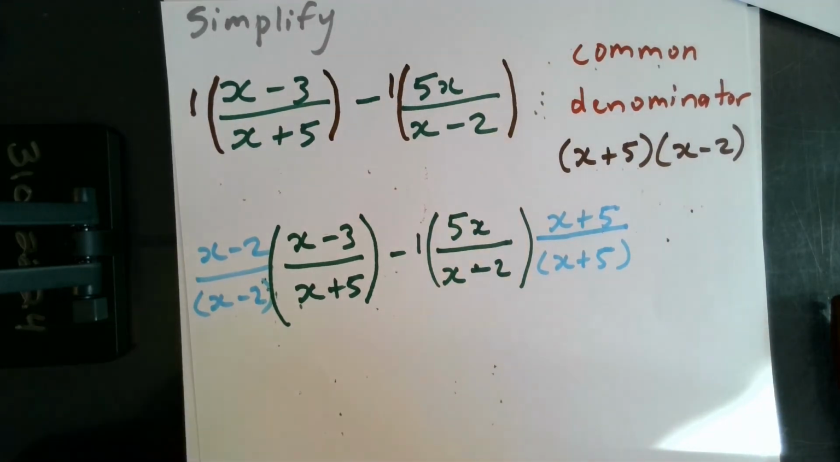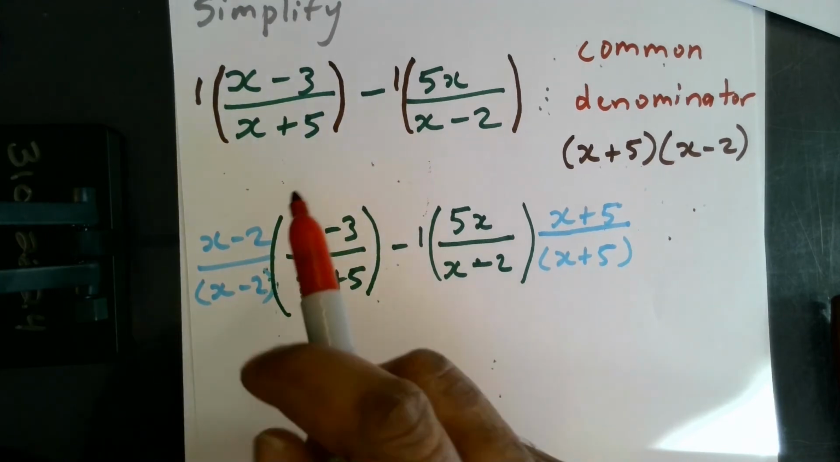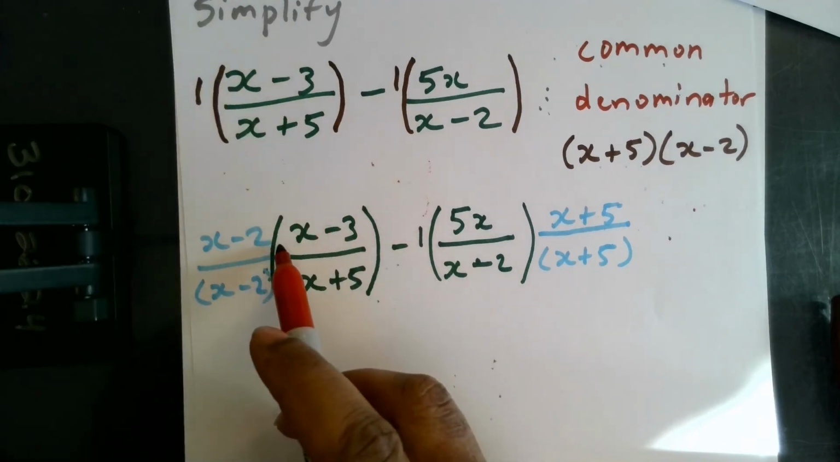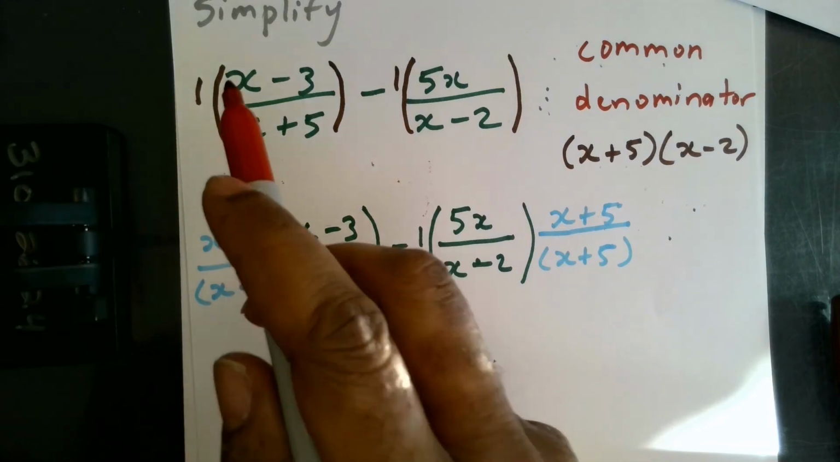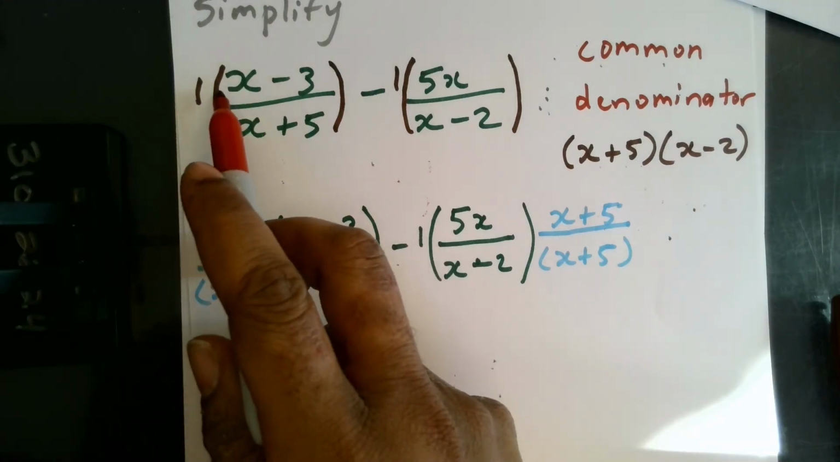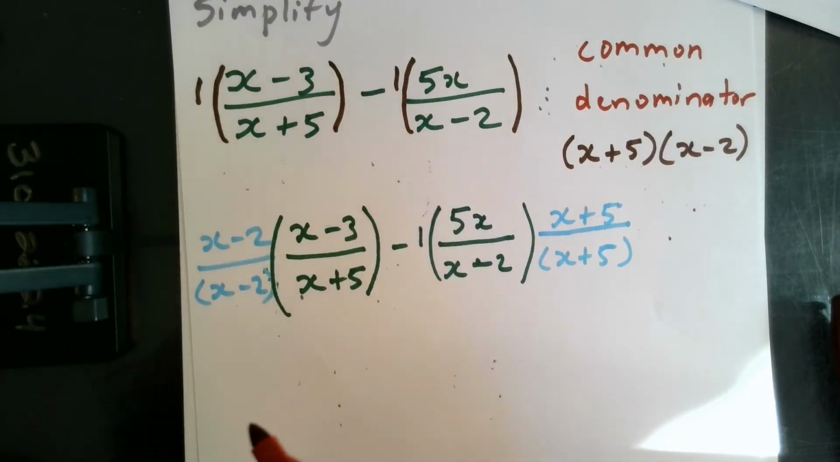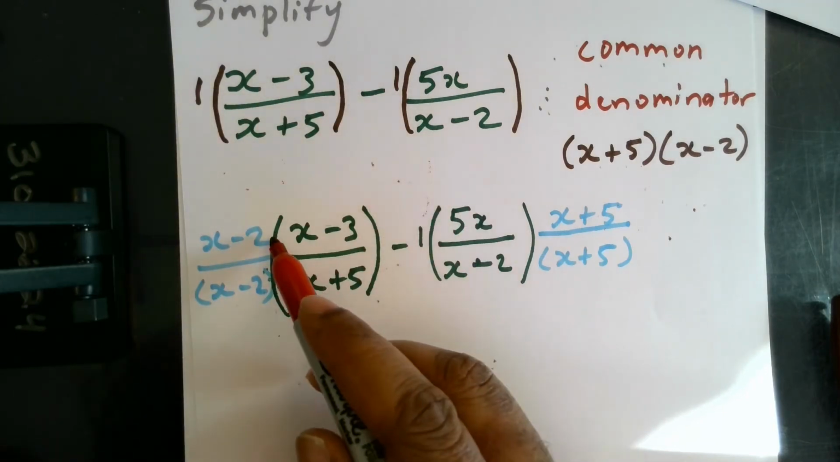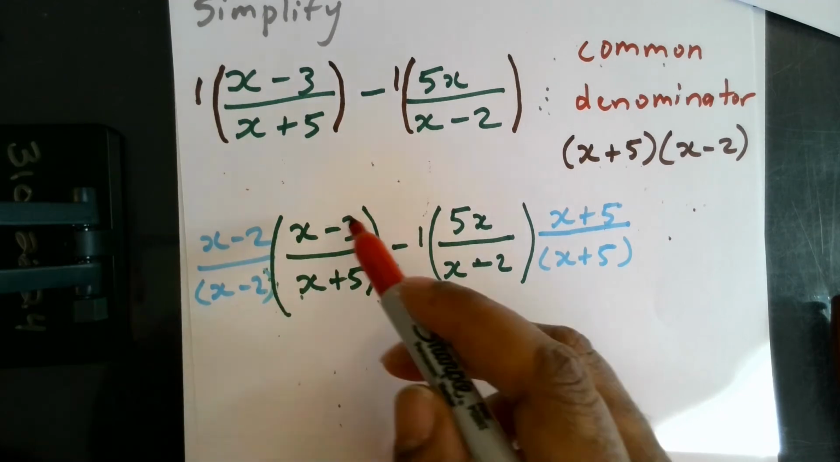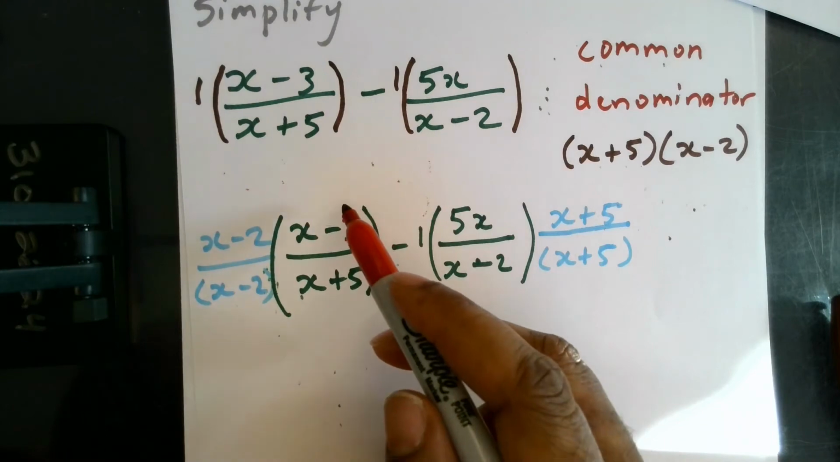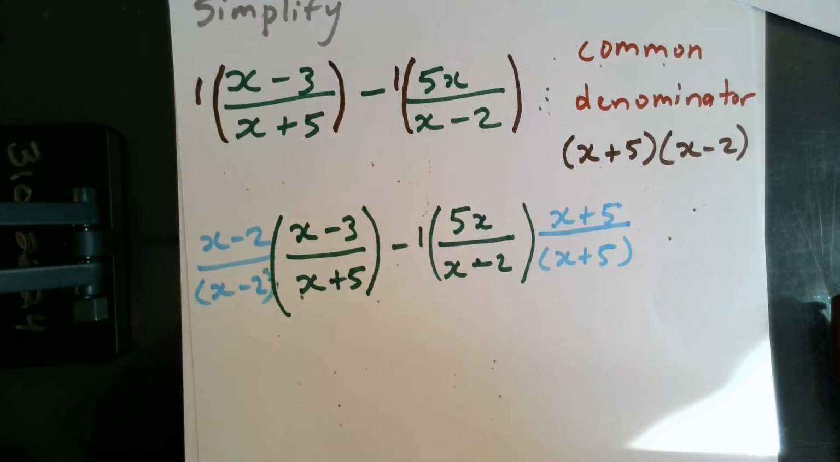Before I continue, notice I had a 1 here, but I no longer have a 1 here. And the reason is we know that anything times 1 is the same thing. So I don't need to write 1 here again, because 1 times anything gives us the same thing.